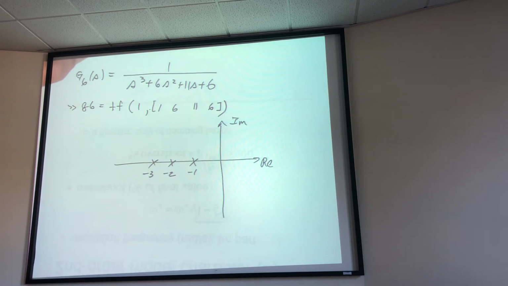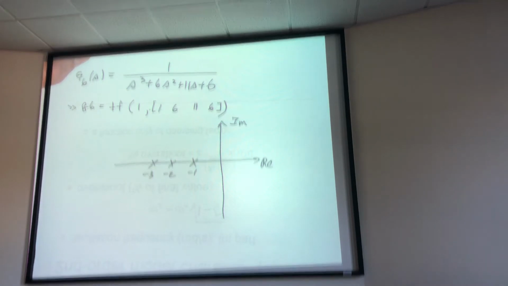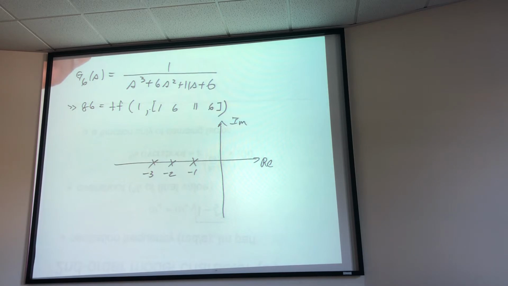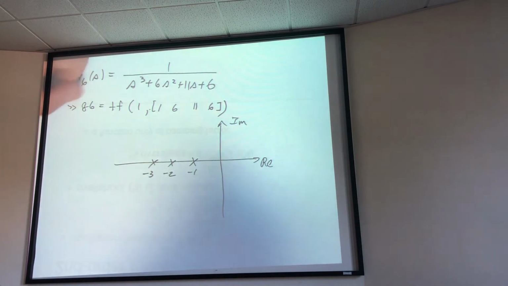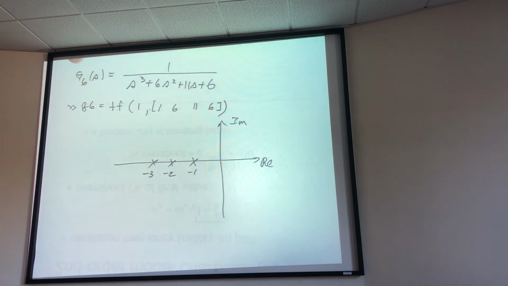How many loci will there be? Number of loci, number of branches, is equal to the number of poles. So there's 3 x's, that means you've got to have 3 loci. So we need 3 colors. Loci start at the X marks, and they go to the O's. There are no O's, so that means they go off the page. And it's going to look something like this.